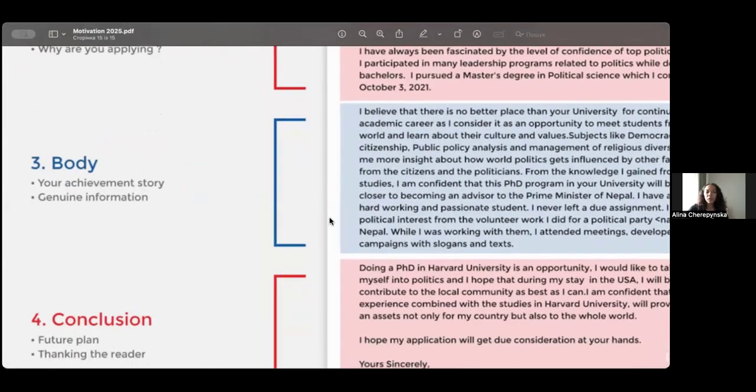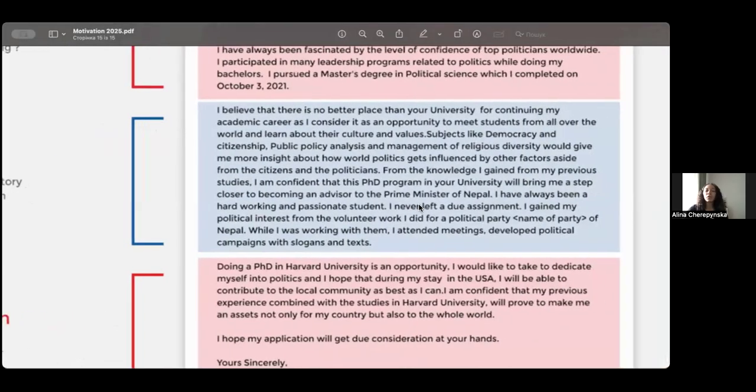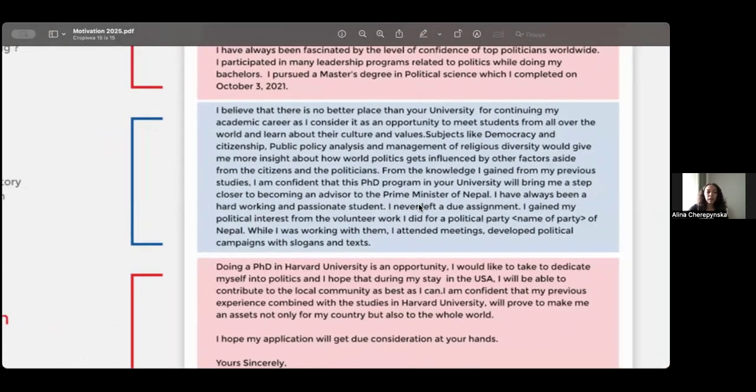Body part: your achievement story, your genuine information, skills, and so on and so forth. So I believe that there is no better place than your university, for example. Here we also have what I gained from my previous studies. I have always been a hardworking, passionate student. I never left a due assignment. I gained my political interest from volunteer work and so on. Do the best in this part because it's considered to be the most influential part in a motivational letter. That's the main key. That's you, your achievements, your plans.